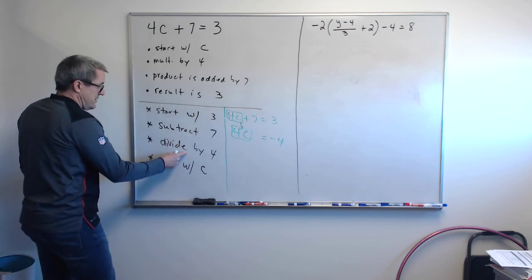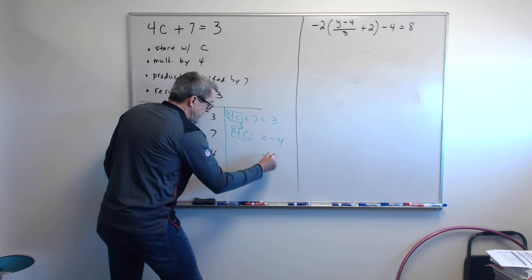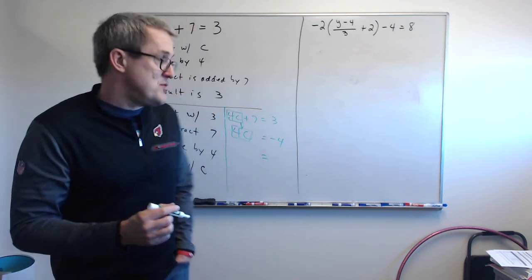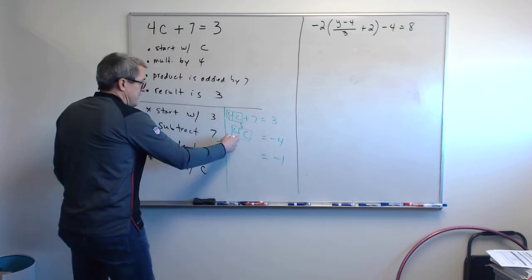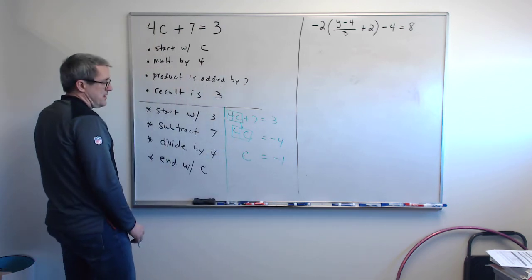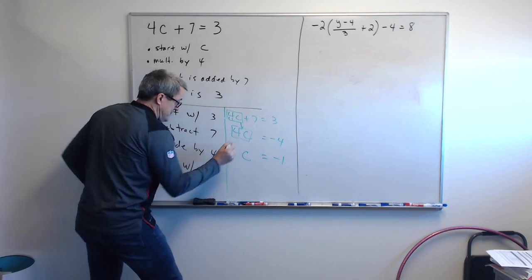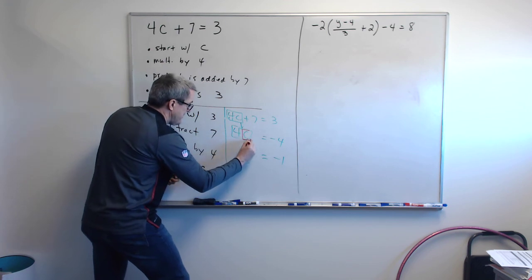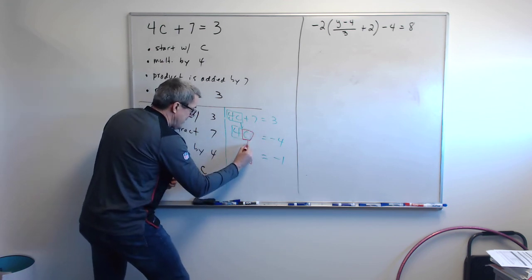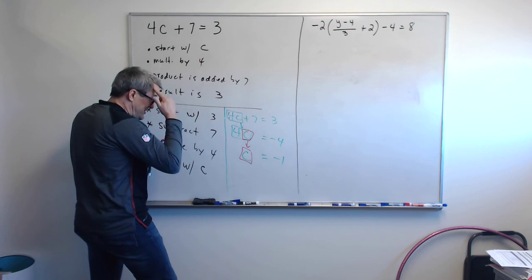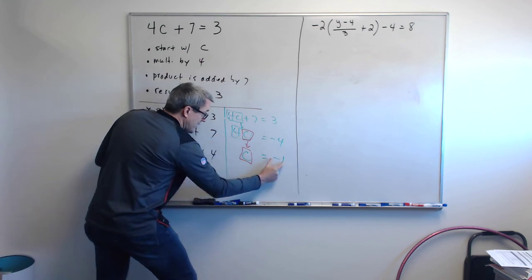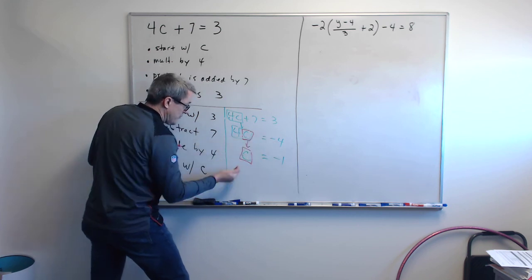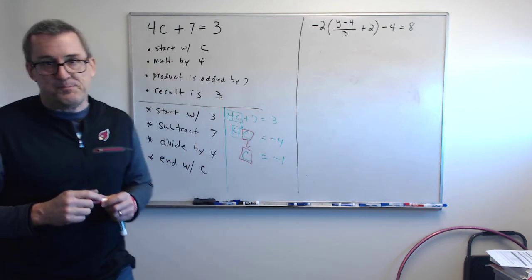So subtract 7 done, now divide by 4. So when you divide by 4, negative 4 divided by 4 is going to give you negative 1. Divide by 4 for the 4c. So again, look, 4 times something. Let me color code this so you can see it. 4 times something is negative 4. I'm trying to figure out what that something is. And I can just think about 4 times negative 1. Look, I'm claiming that c is negative 1. 4 times negative 1 is negative 4. So c is negative 1.